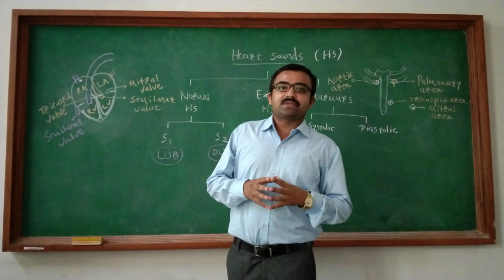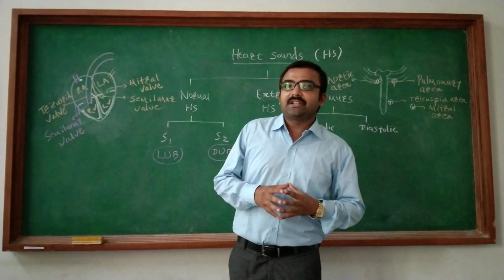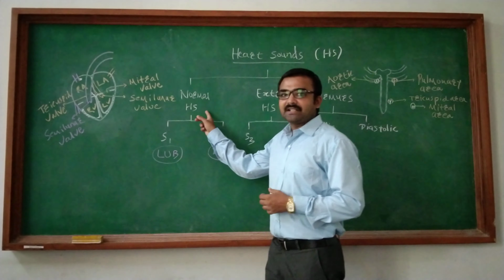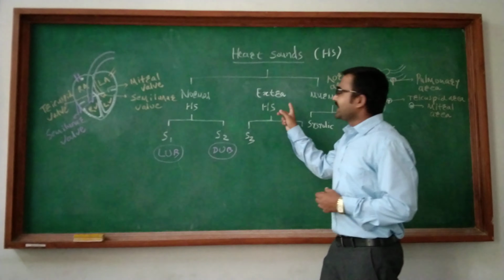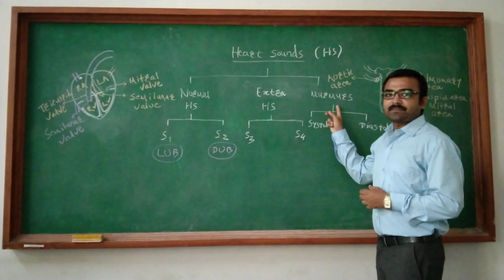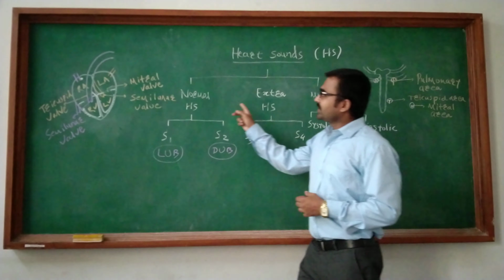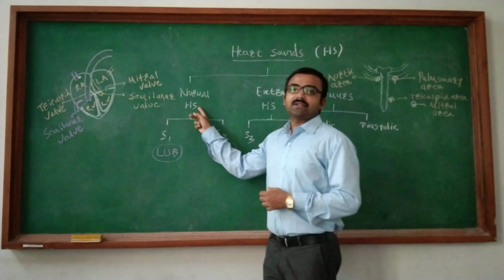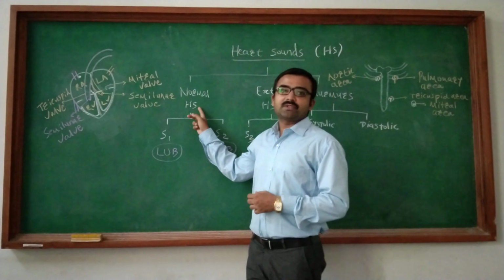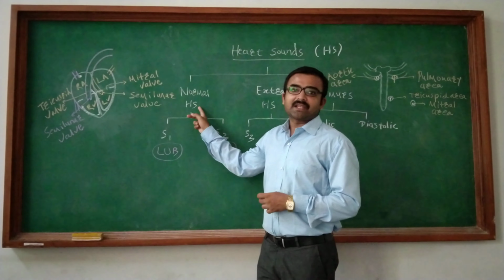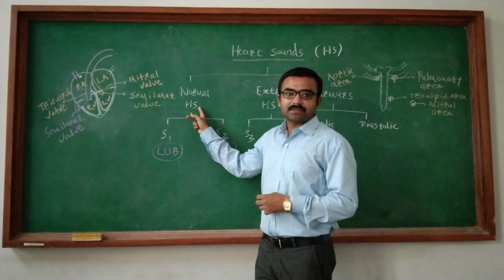Now these heart sounds are broadly classified into different types. For example, normal heart sounds, extra heart sounds and the cardiac murmurs. Let us first discuss about normal heart sounds. Normal heart sounds are produced as a result of closure of the atrioventricular valves and the semilunar valves.